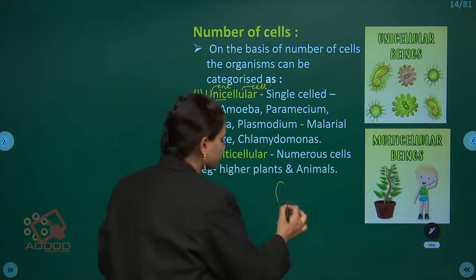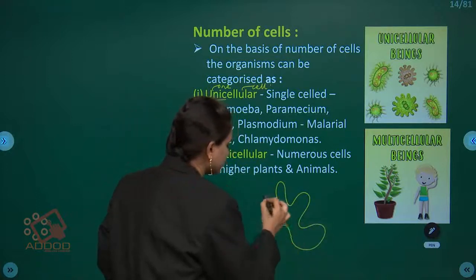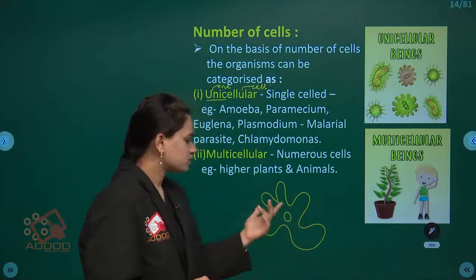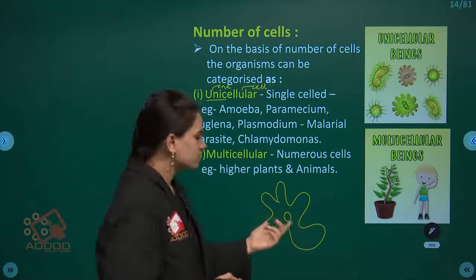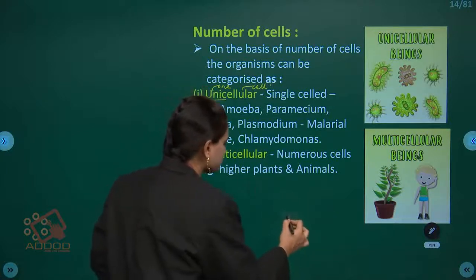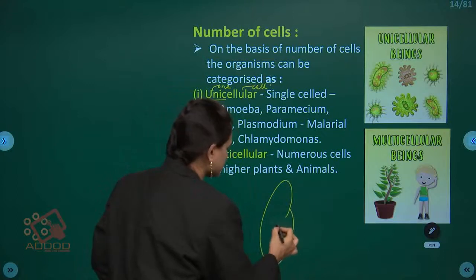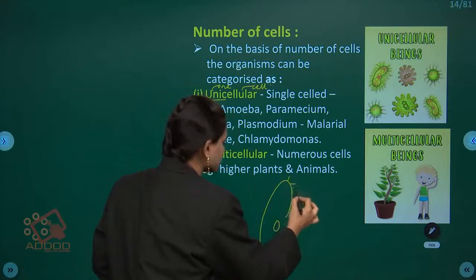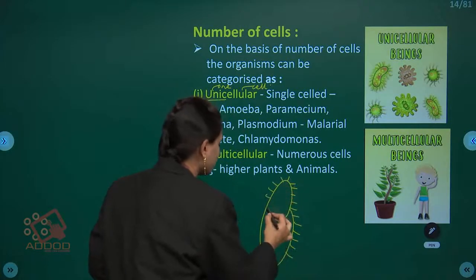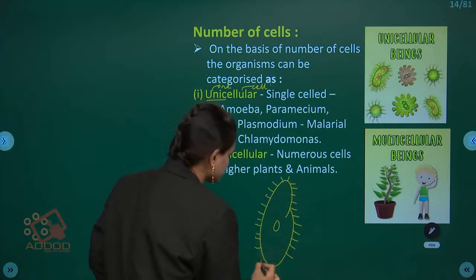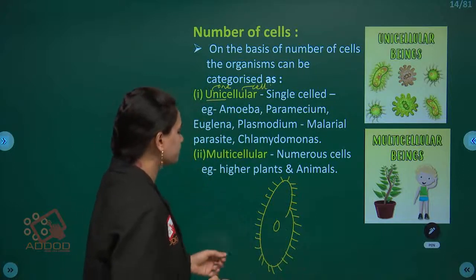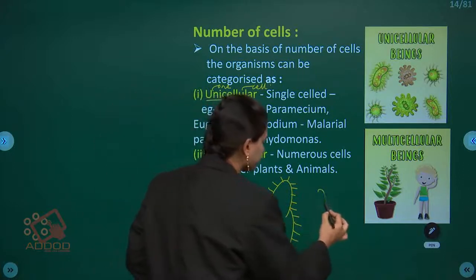Amoeba, the structure of amoeba is like this. It does not have a specific structure. Nucleus is present inside. So this is a single cell. So this is the structure of amoeba, and the structure of paramecium. This is the structure of paramecium, consists of nucleus, and the whole body is covered by hair-like structures called cilia. So this is the structure of a paramecium. Then next, euglena.